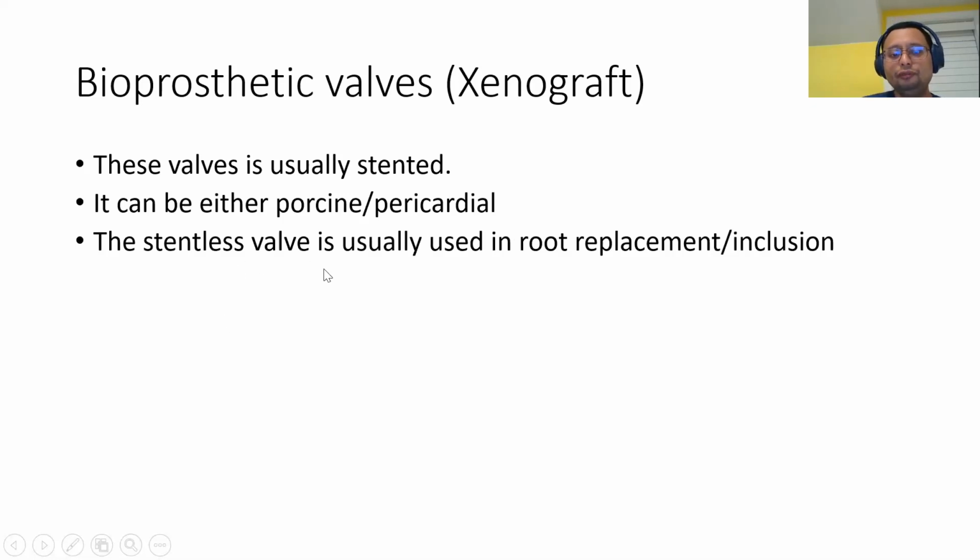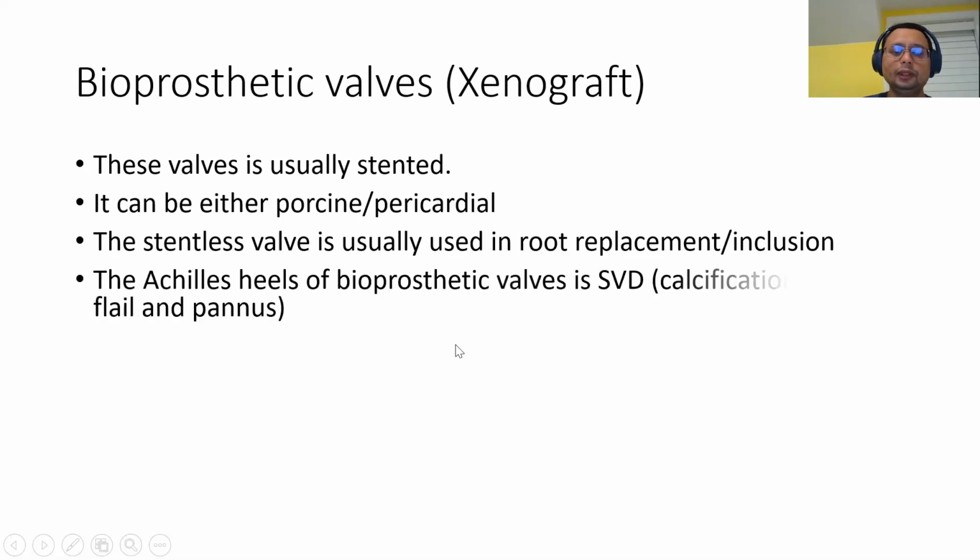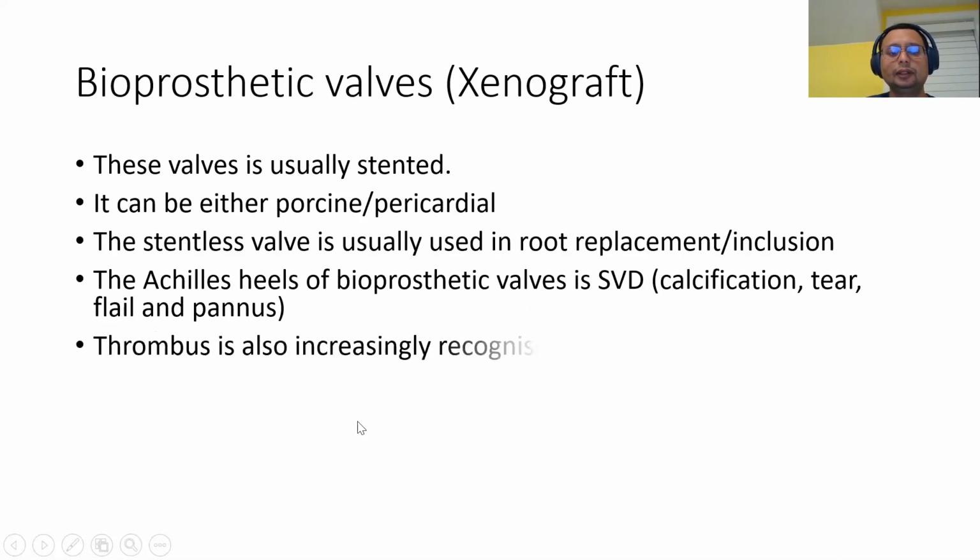The standard valve is usually used in root replacement or inclusion. So the problem with bioprosthetic valve is structural valve degeneration: calcification, tear, flail, and pannus. Thrombus is also increasingly recognized for the past 10 years.